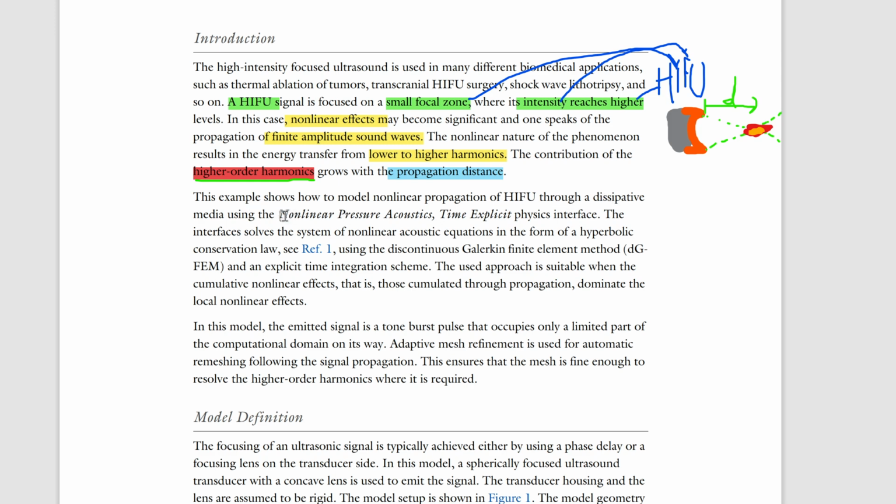It says, using the nonlinear pressure acoustics, time explicit physics interface. Nonlinear pressure acoustics, time explicit interface. When I see interface, I'm thinking this might be part of Comsol. The interface solves a system of nonlinear acoustic equations in the form of a hyperbolic conservation law. See reference 1.